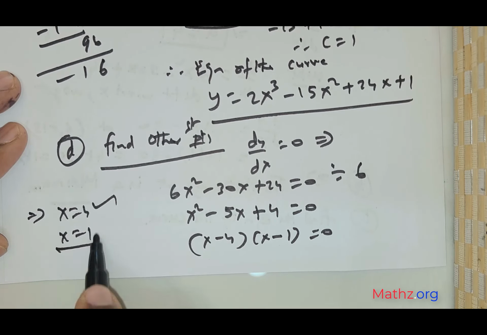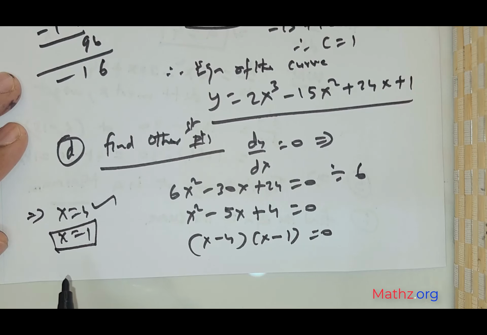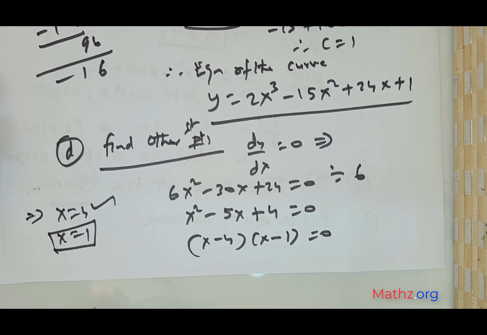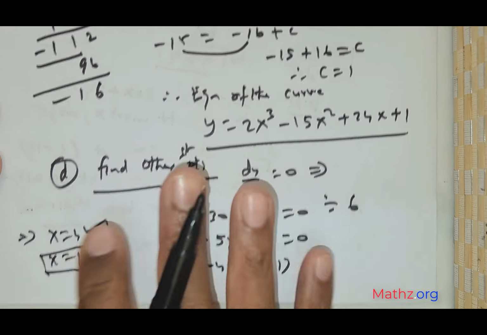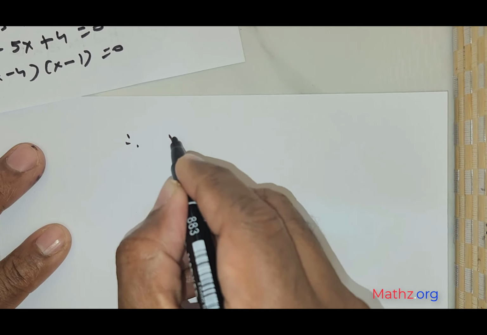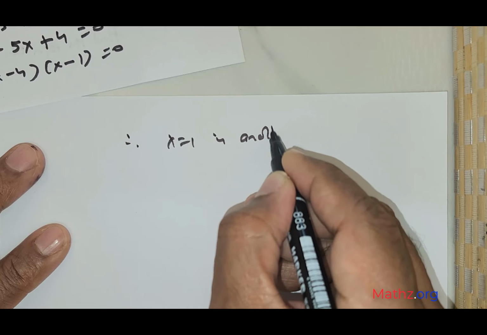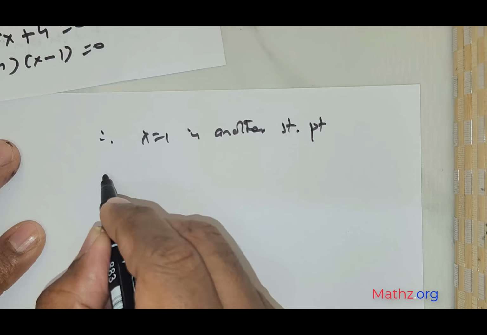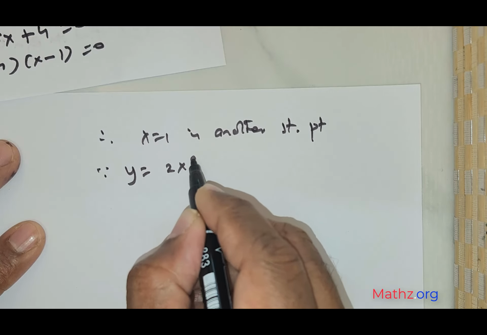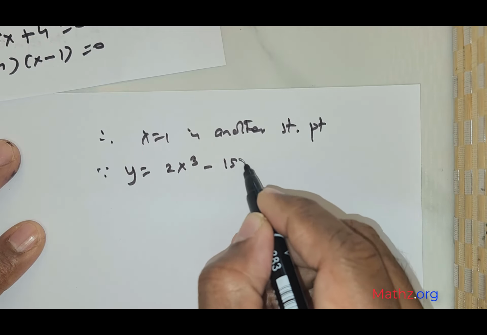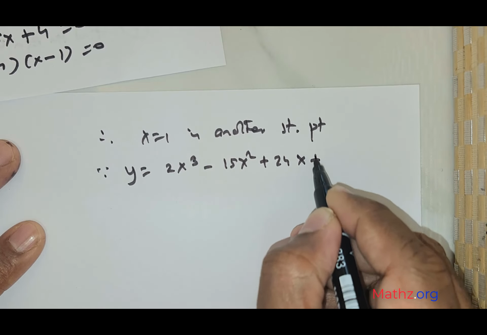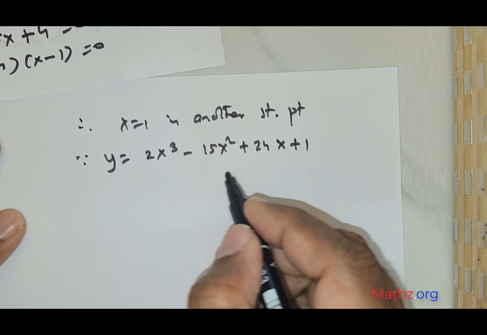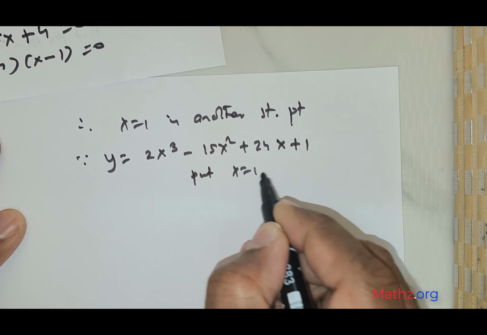Now this one is already got. So x is equal to 1 is the point. So now you have to get the coordinate of this point x is equal to 1. So let me move to the next page. So therefore x is equal to 1 is another stationary point. Okay. Now since y is equal to 2x to the power of 3 minus 15x squared positive 24x positive 1, put x is equal to 1.